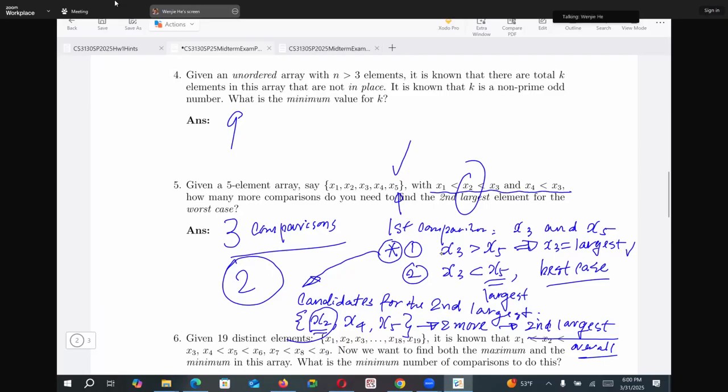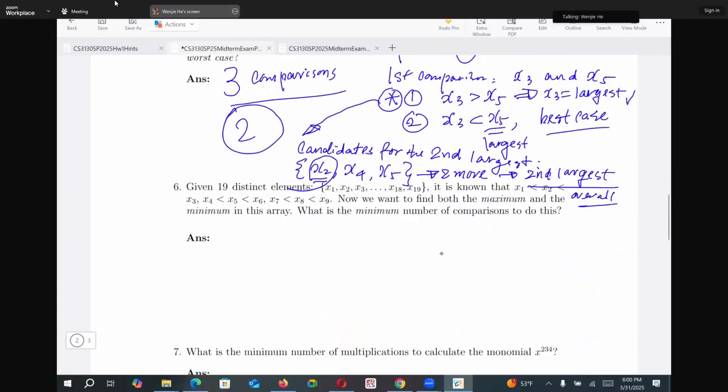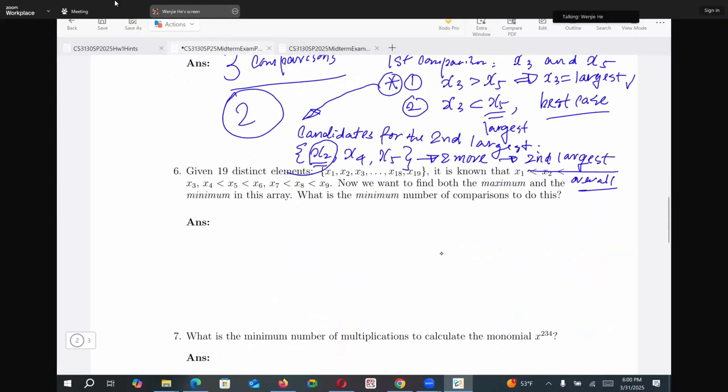All right. Next question, number 6. Similar to number 3, right? I know it's similar, but here you have 3 inequalities. A lot of problems here.